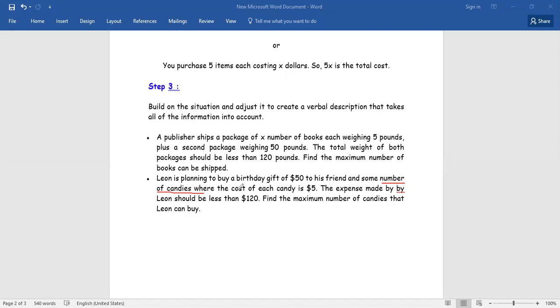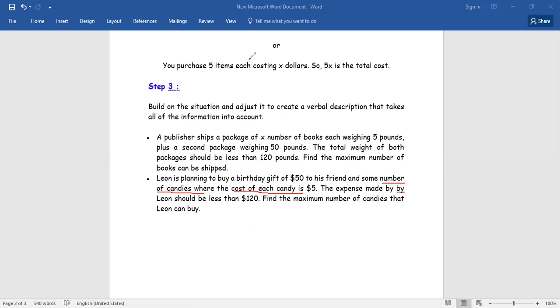So always you will describe x by the number of something. And the number next to it will be each. The cost of each is $5. The expense made by Leon should be less than 120. Find the maximum number of candies that Leon can buy.